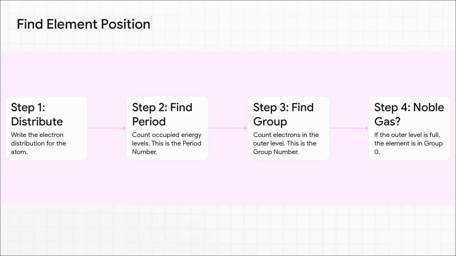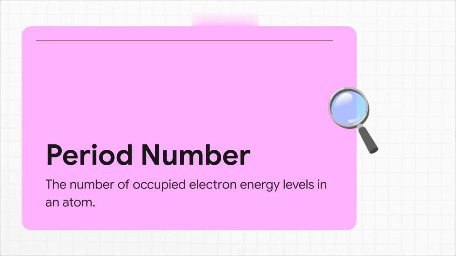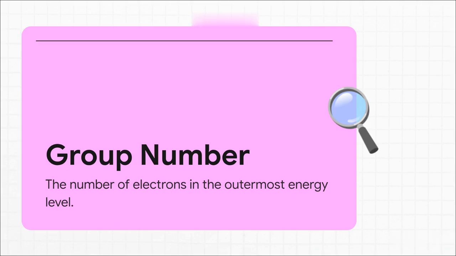Now, there is one little exception. If that outer shell is perfectly full, you're looking at a super stable noble gas, and it lives in group 0. And that's it. That is the core logic. Let's just lock in that first part of the address, the period number. A good way to think of it is like floors in a building. The more electron shells an atom has, the lower down it is on the table. So if you see an element in period 4, you know right away it's using 4 floors for all its electrons. And now for the second part of the address, the group number.